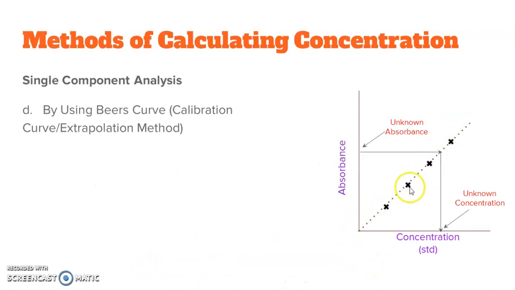Or also, without calculating the slope, if you have the absorbance of the unknown, just by extrapolating, the concentration can be determined, by extrapolating the absorbance so that it reaches this particular calibration curve. And after it reaches the calibration curve, simply drop a perpendicular line so that it reaches the x-axis. And this is the concentration of the unknown, what you are interested in. This we call a calibration curve method or simply an extrapolation method. And for this method, there is a prerequisite that we should have the standard dilutions and we should have the calibration curve.